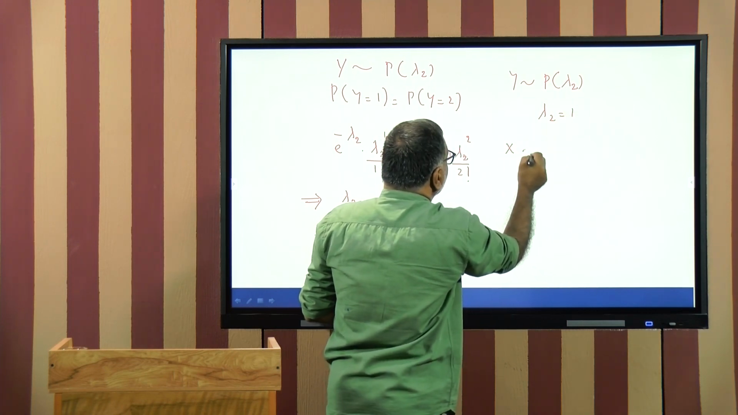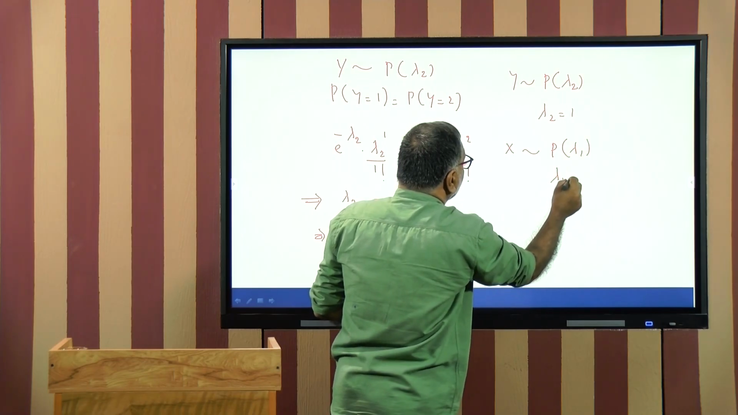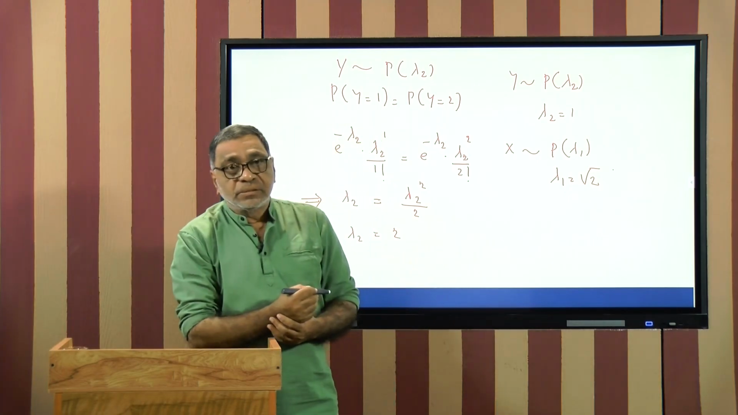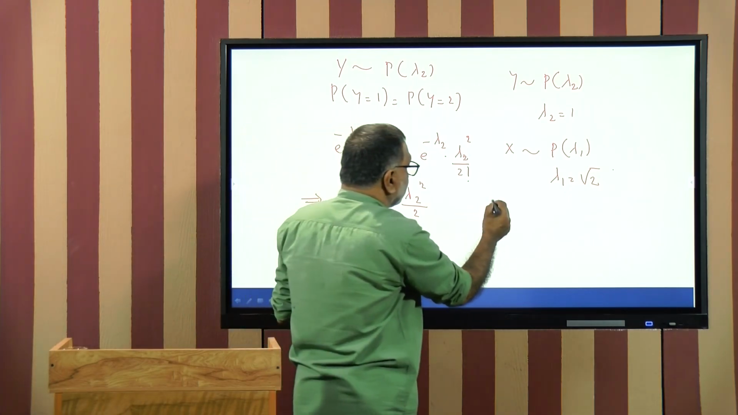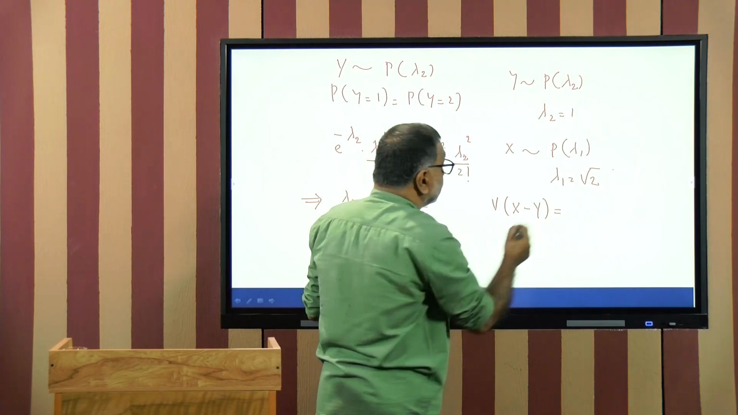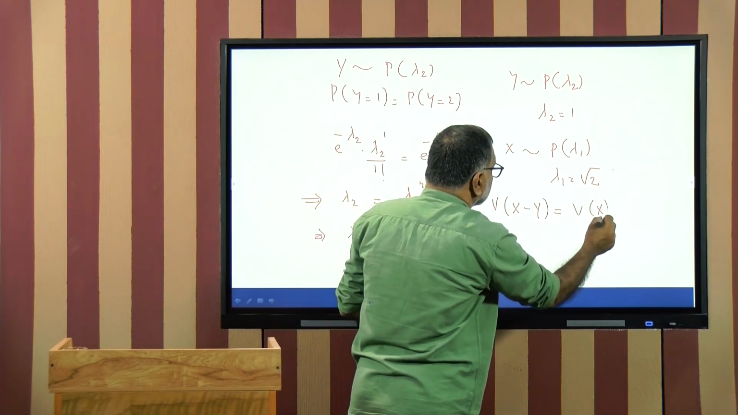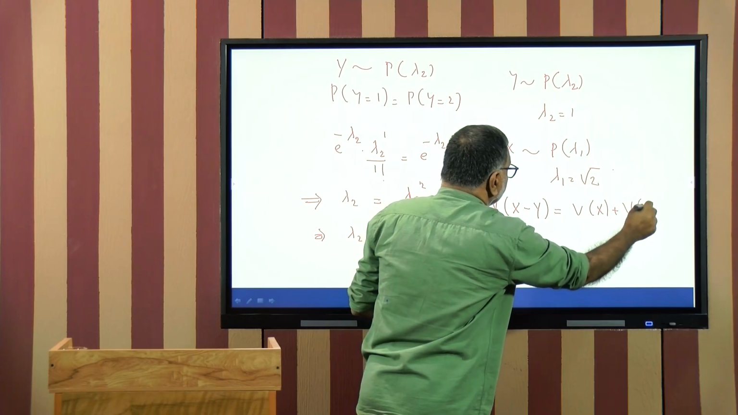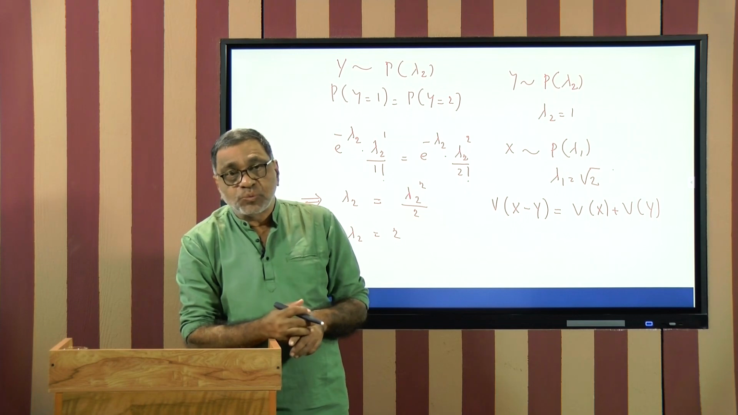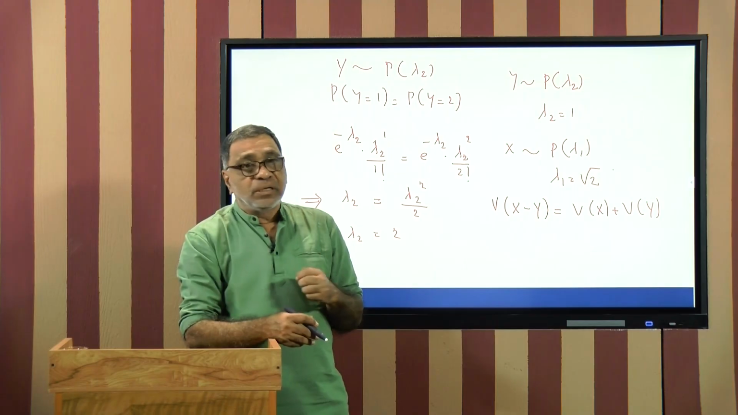Earlier we got x is a Poisson random variable with the parameter lambda 1, where lambda 1 is equal to square root of 2. So, the question is to find the variance of x minus y, where x and y are independent, as given. So, this is actually variance of x plus variance of y. Using the property of the variance, variance of x minus y is nothing but variance of x plus variance of y if x and y are independent.